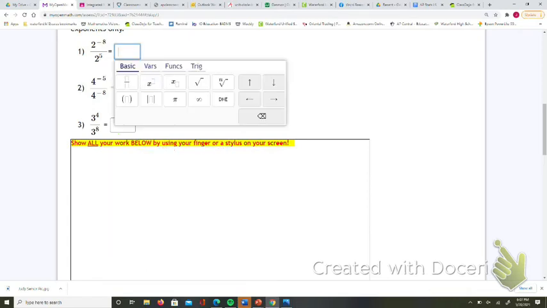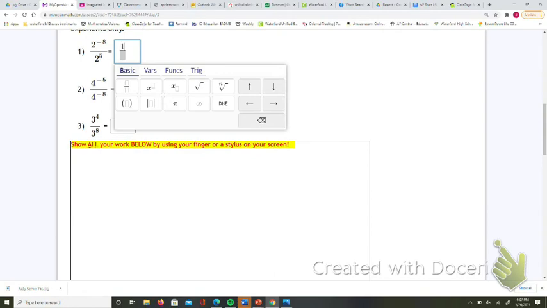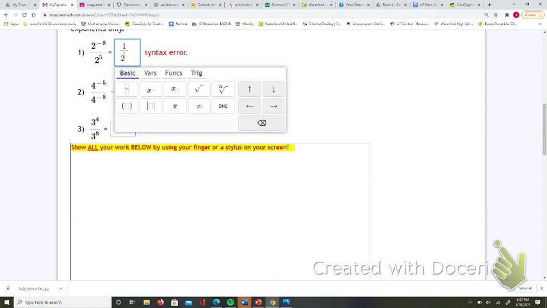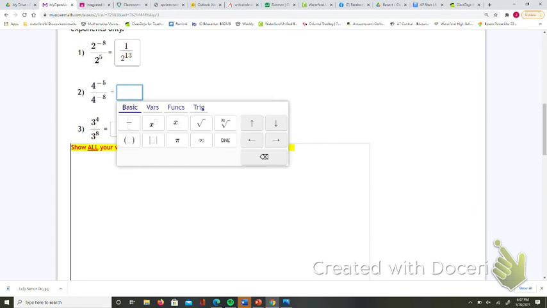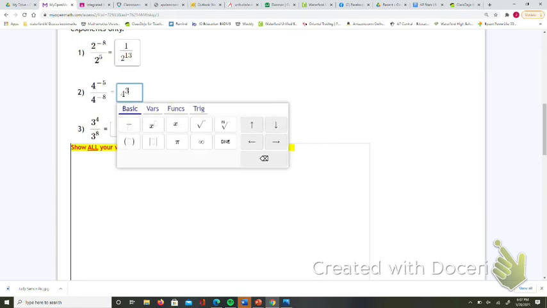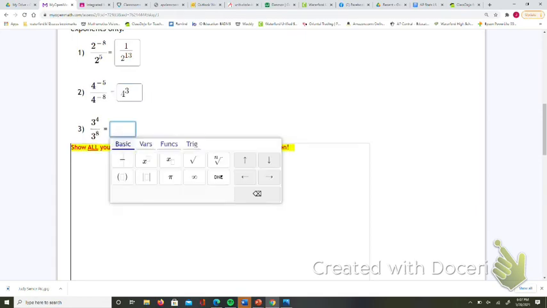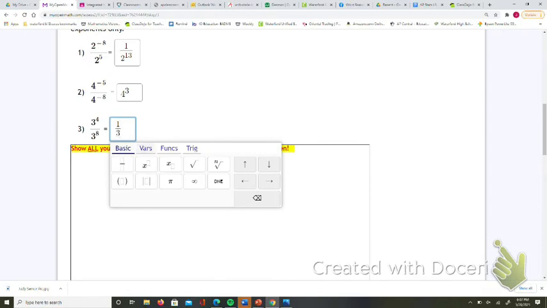So this one was 1 over 2 to the 13th. And then this one was 4 to the 3rd. And then this one was 1 over 3 to the 4th.